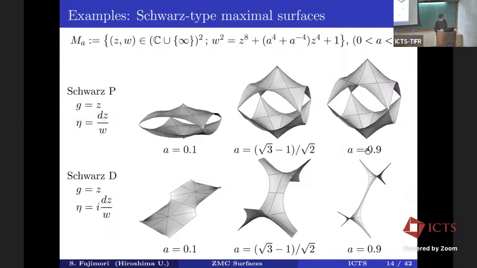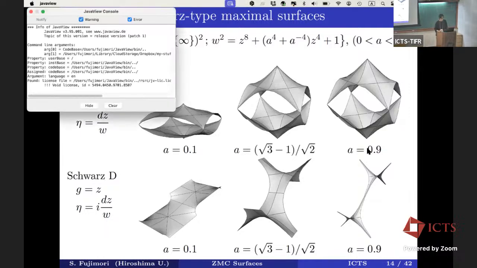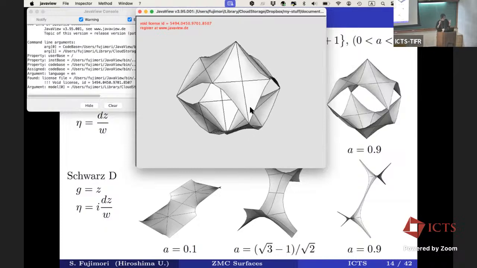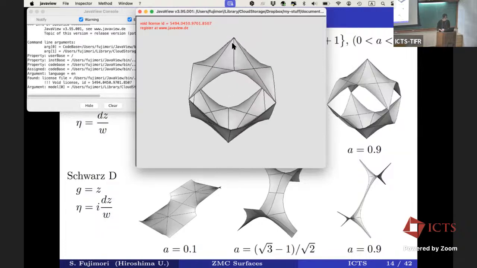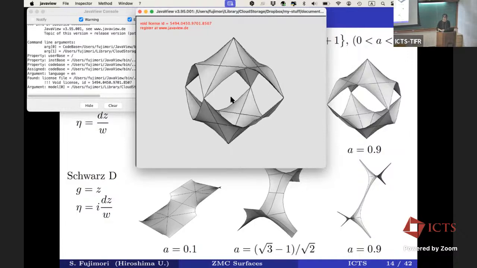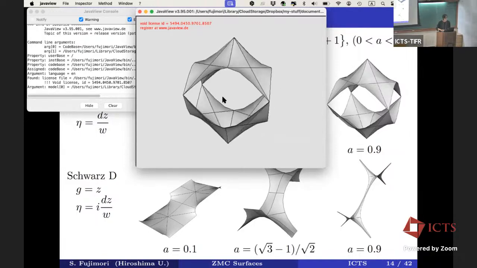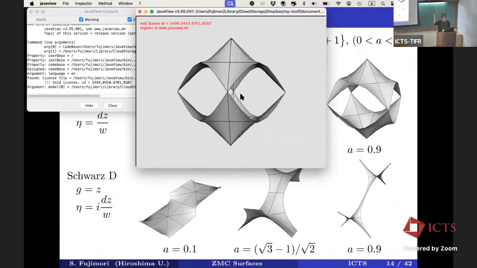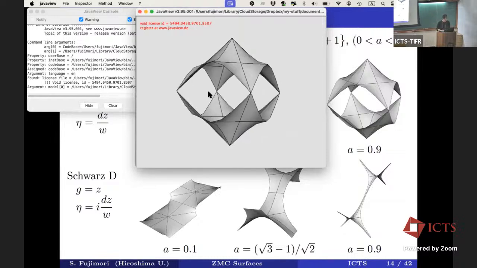And when A is close to 1, the surface looks like this. Now the surface is space-like, so we cannot stretch the surface. This looks really very close to a line, at a 45-degree angle, so this is almost a limit case. This cannot be vertical because the surface is space-like.